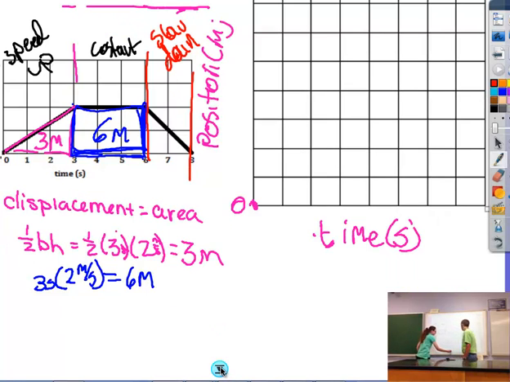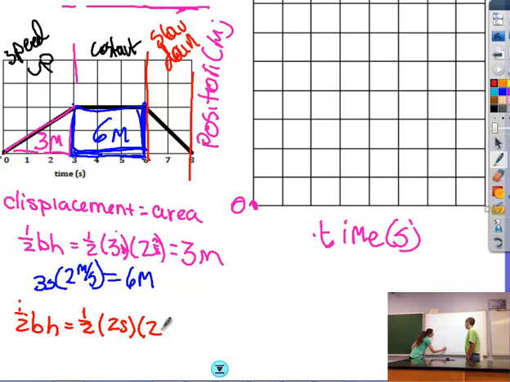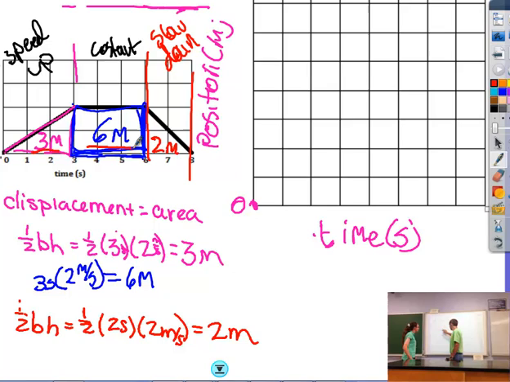So a triangle again, 1/2 base times height. So equals 1/2, the base is 2 seconds, and the height is 2 meters per second. So that looks like 2 meters. All right, so we had a displacement of 2 meters, which gives us a total displacement. We moved 3 meters away, then we moved 6 more meters, then we moved 2 meters, which is a total of 11 meters. So our graph needs to go clear up to 11 meters.